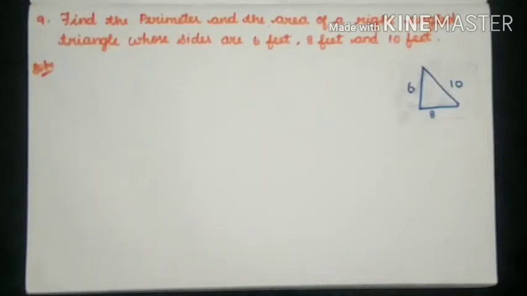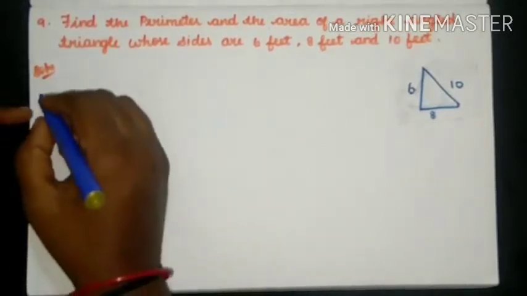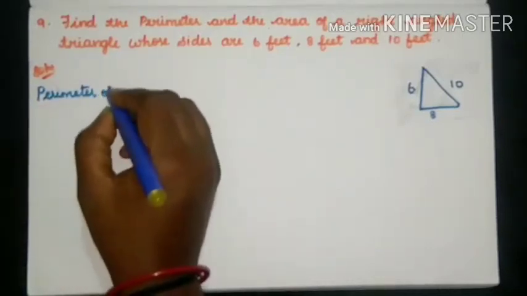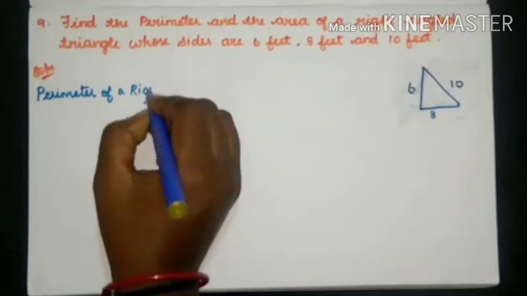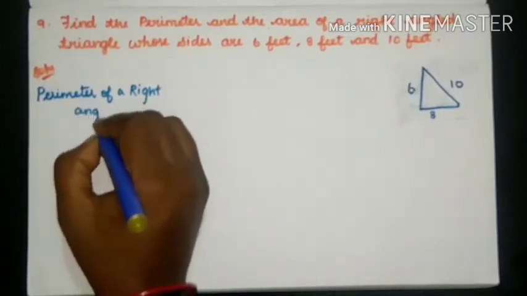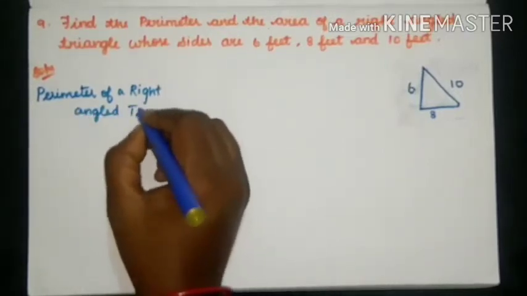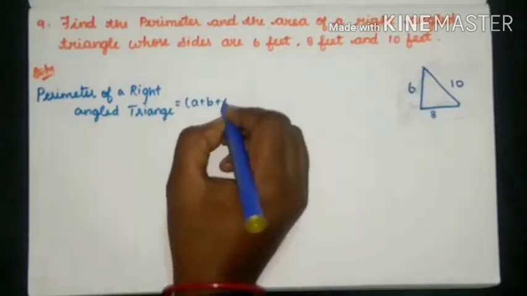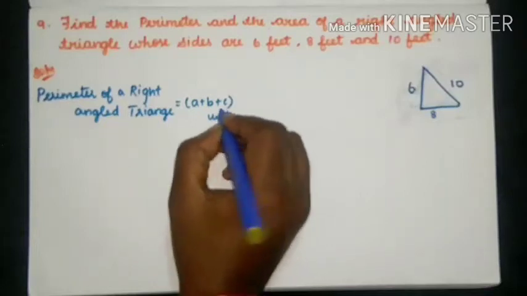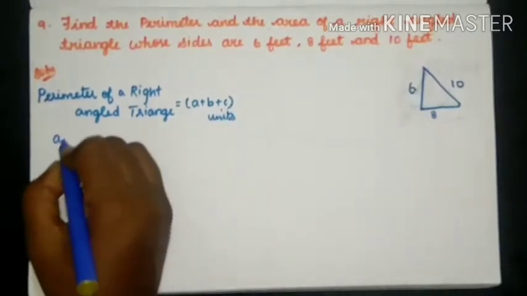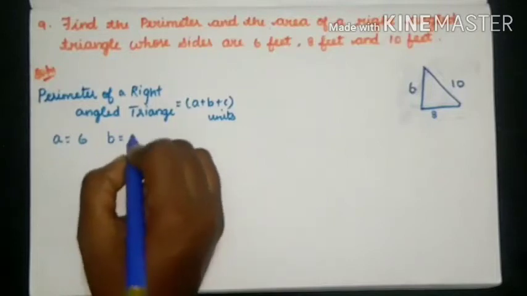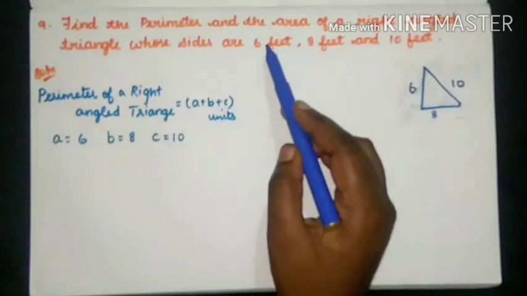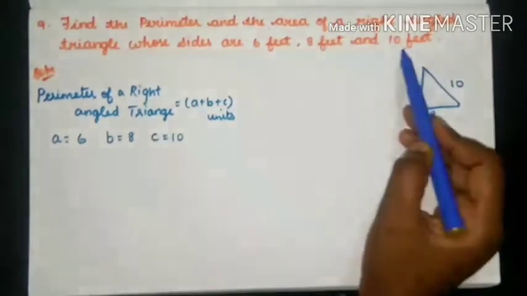First we are going to find the perimeter of a right-angled triangle. Perimeter of a right-angled triangle is equal to what? Perimeter of a right-angled triangle is equal to A plus B plus C units. Here A equals 6, B equals 8 and C equals 10. Here the given sides are what? 6 feet, 8 feet and 10 feet.